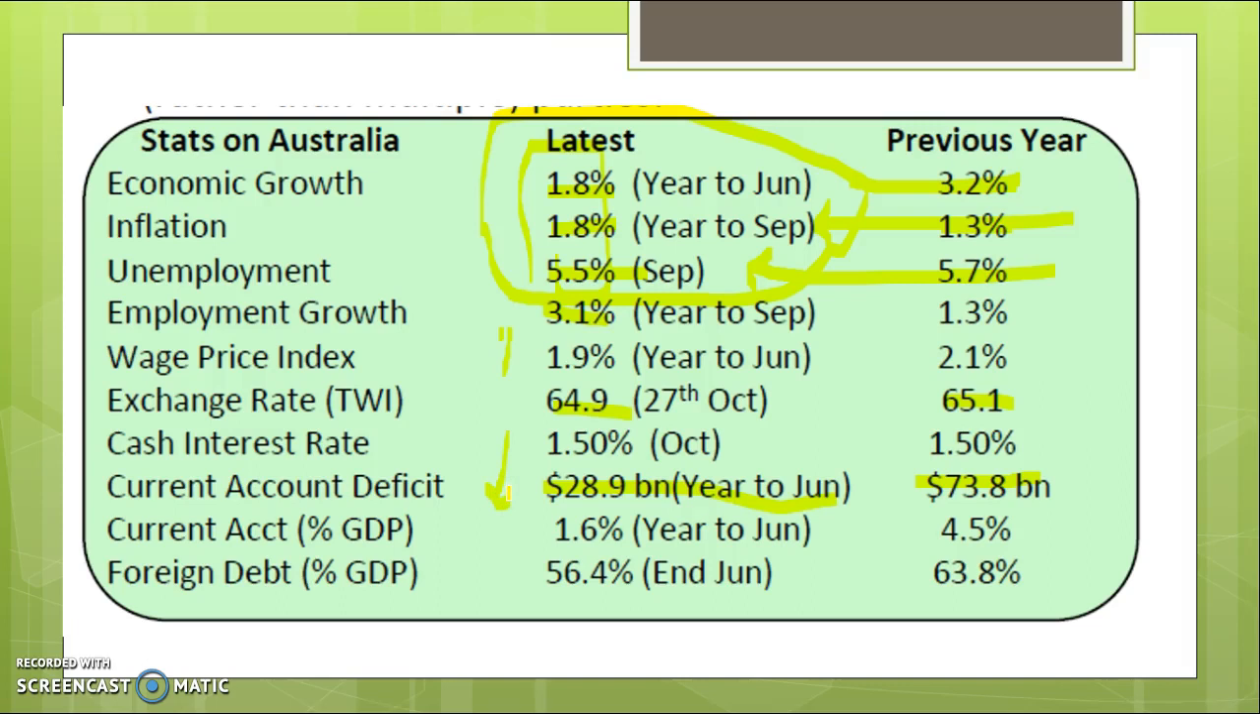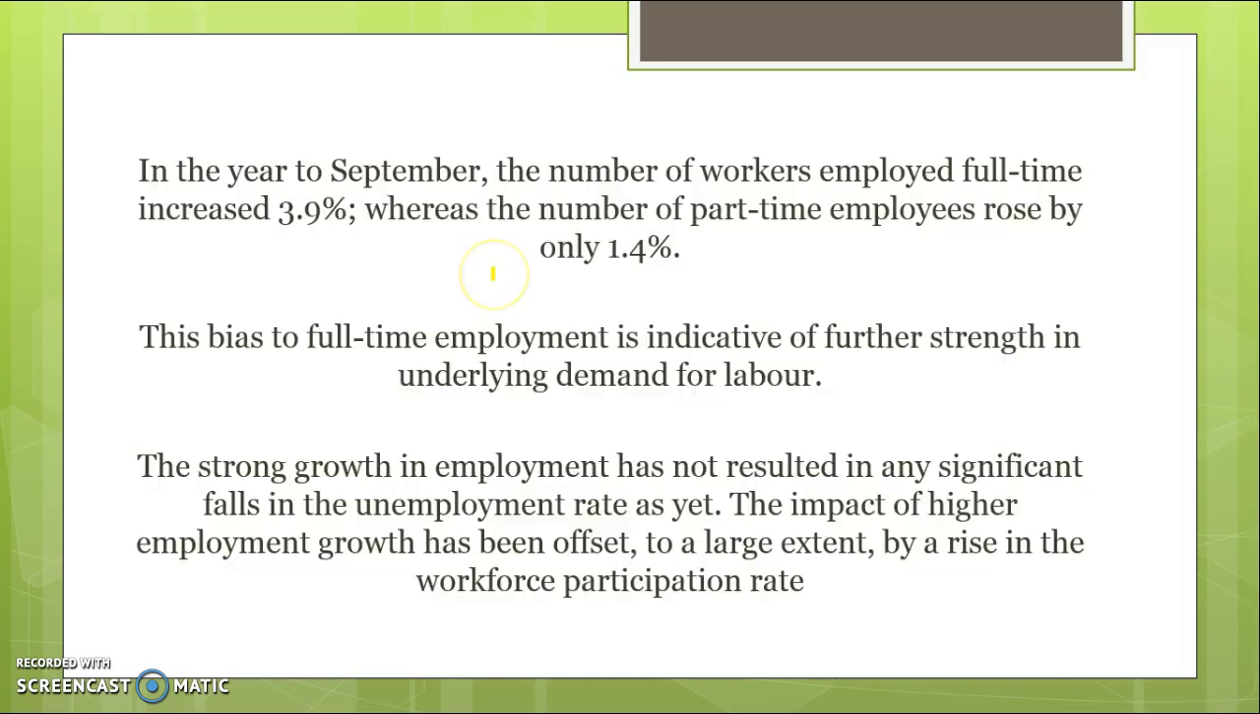So the current account deficit as a percentage of GDP is only 1.6%, down from 4.5% last year. This is very meaningful, and it's mainly related to the balance of merchandise trade because we're selling more exports at a higher price. Foreign debt has also decreased as a result of issuing equity mainly to fund our current account deficits. That's gone down to 56.4%. Really important figures, particularly the first three.